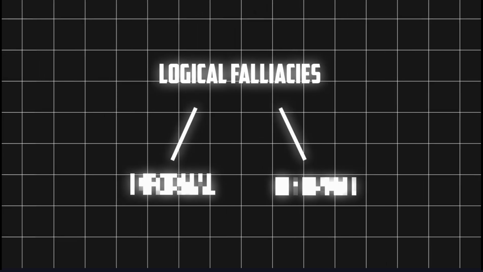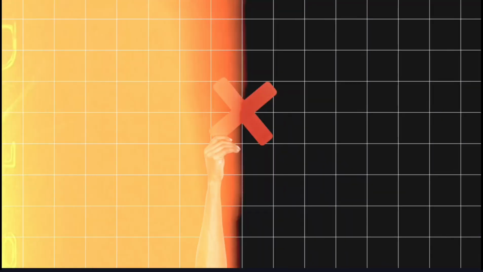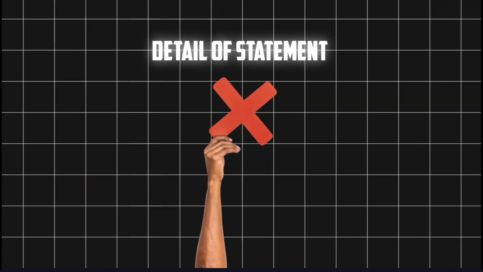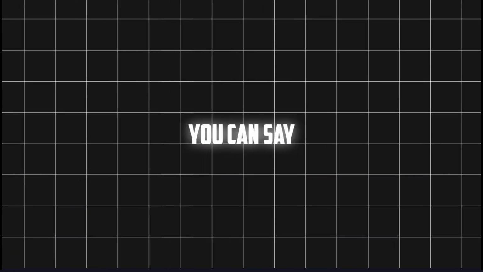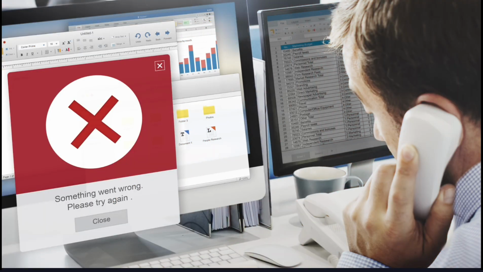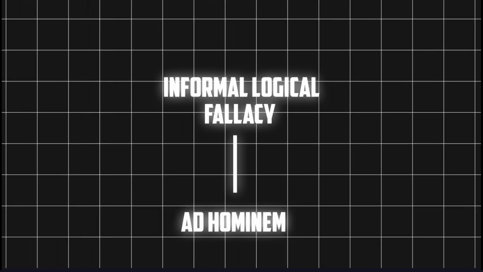So there are two types of logical fallacies in theory. Informal logical fallacies. These occur when there is a mistake in the details of a statement only. Or we can say, an informal logical fallacy occurs when there is an error in the content of the argument. We will use a type of informal logical fallacy called Ad-Hominem as an example, which is something we come across quite often. So, what is Ad-Hominem logical fallacy?